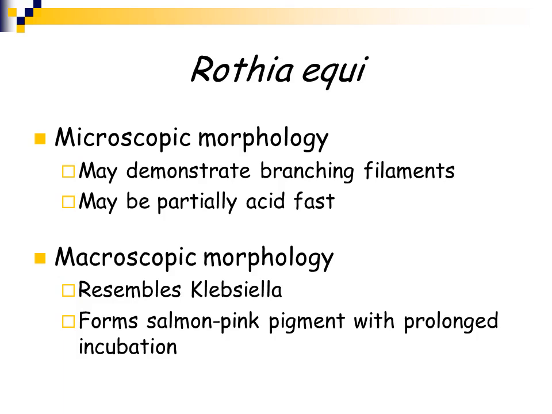Microscopically, the Rothia organism looks a little bit to be branching. It can be a partially acid-fast organism, meaning that it can be stained using the partial acid-fast staining method. Macroscopically, it looks like a Klebsiella organism. It forms a salmon pink colored pigment when it's incubated for prolonged periods of time. So over 24-hour incubation, it will start generating a pigment.